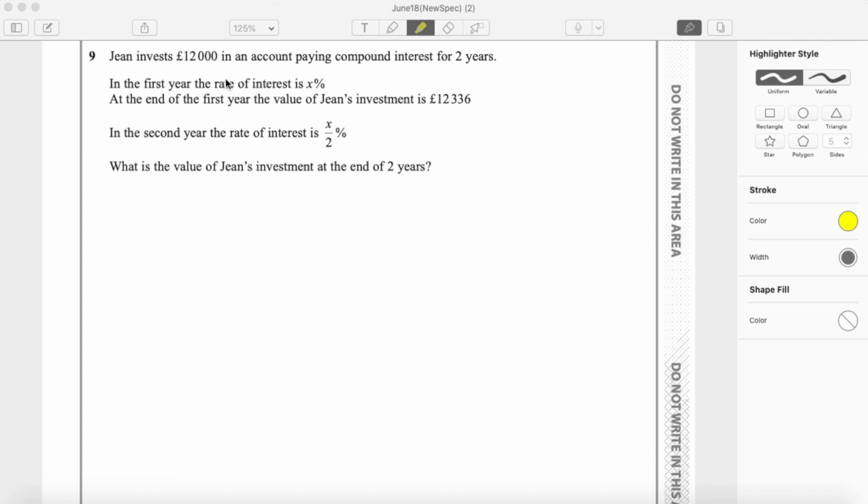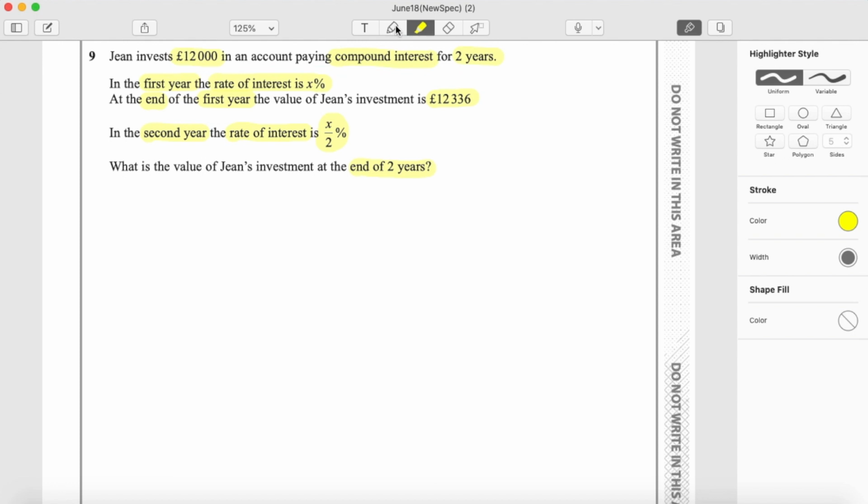Jean invests £12,000 in an account paying compound interest for 2 years. In the first year, the rate of interest is X%. At the end of the first year, the value of Jean's investment is £12,336. In the second year, the interest rate is X divided by 2, or half X%. And our question is, what is the value of Jean's investment at the end of 2 years?